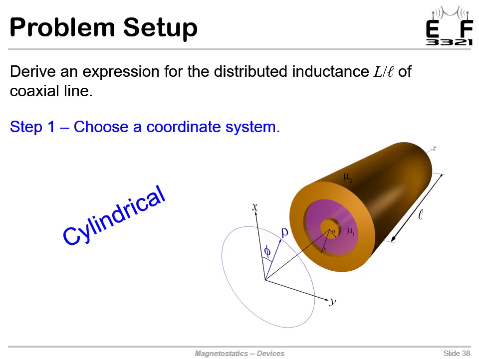So step one, we'll follow the same recipe. Step one is choose a coordinate system. Well, this looks like a cylinder, so let's pick cylindrical coordinates. And we'll let the coaxial cable run in the Z direction. And so then we have rho in the radial direction, and then our angle phi off of the x-axis.